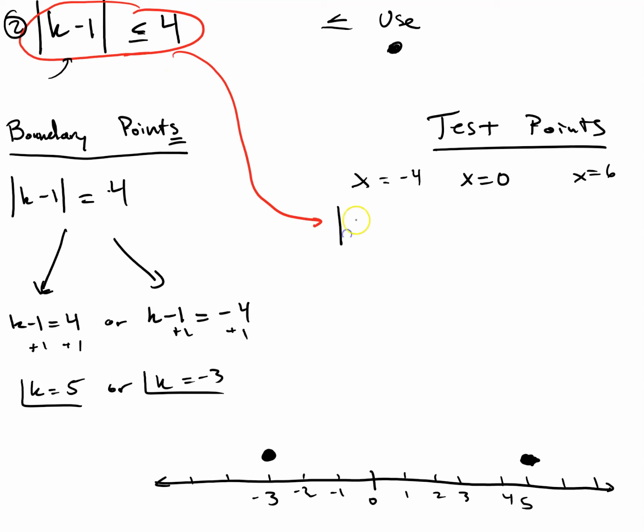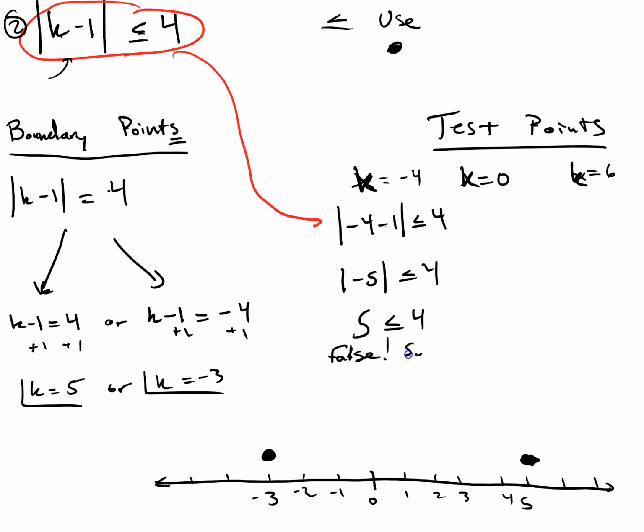Oops, we're using negative 4 for k. And again, I said x, but these are the letter k. So negative 4 minus 1 less than or equal to 4. Negative 4 subtract 1 is actually negative 5. So the absolute value of negative 5 less than or equal to 4. And then the absolute value of a negative number comes out positive. 5 is less than 4. That's false. Right away, that's false. It's not less than or equal to 4. So negative 4 is not a solution. All right, so we can rule out region number 1.